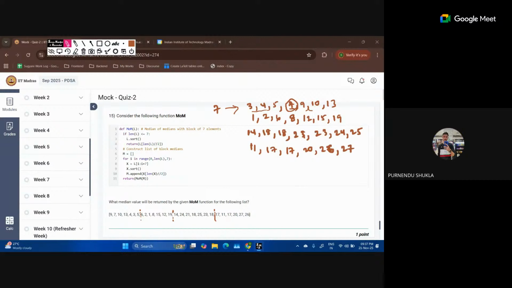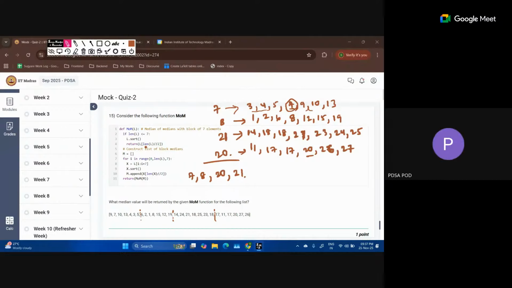If it is even, then you take the 2 middle values and find the average of them. So for this row, the median is 8. For this row, the median is 21. In this row, it is 20. Then what do we do? Again sort. So we get 7, 8, 20, 21, 21. Then take the median now, as you said, right?